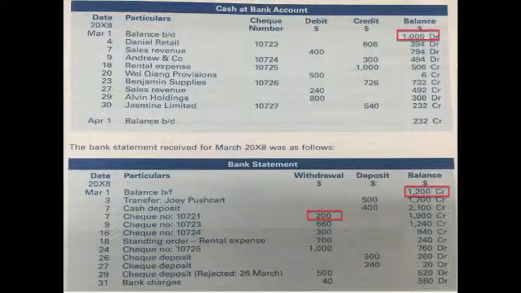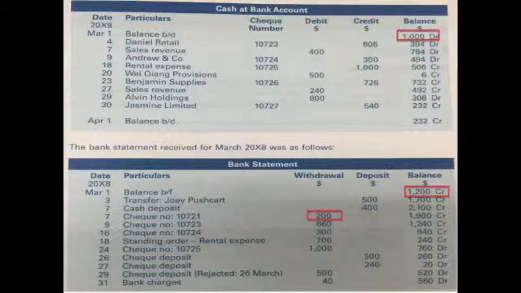So how do we actually update our cash book? We will look at what is written in our bank statement but not reflected in our cash book. We could look out for things like bank charges, direct deposits, direct withdrawals, etc. First, before we look at all these, we will investigate our starting balances, and we realize that the starting balances are different. Our cash book reflects a 1,000 debit, whereas our bank statement reflects a 1,200 credit.